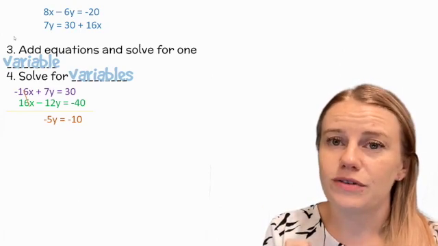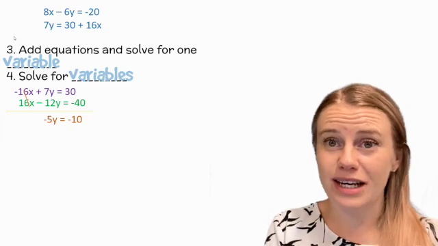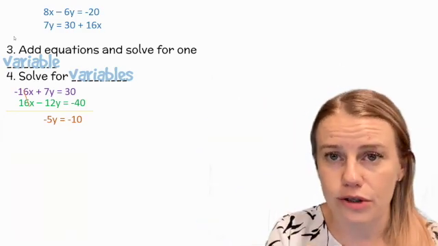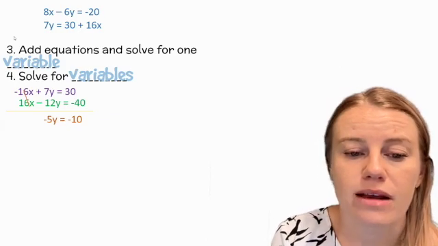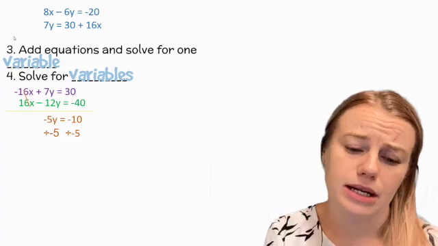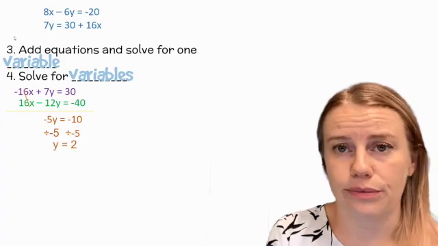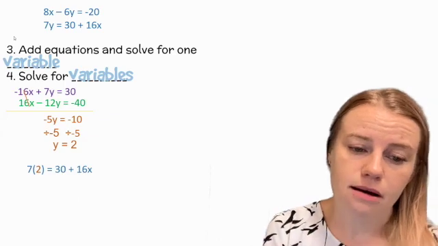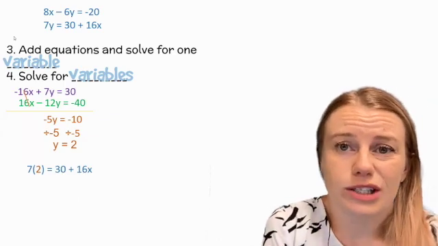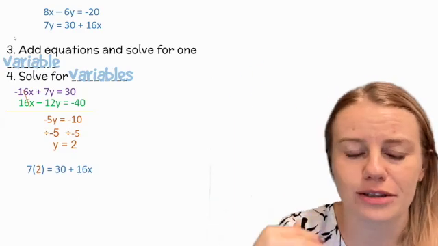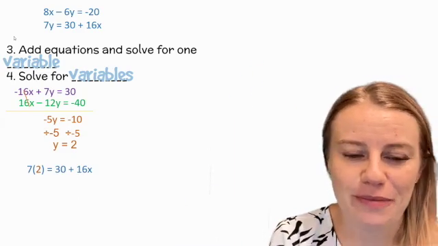Another point, if you end up here with an x and a y, we've done something wrong and we need to go back to step number 2. So now I can solve for y. I divide both sides by negative 5, y equals 2. Now I'm going to plug that in. I plugged it into the second equation. You could have plugged it into the first equation. Doesn't matter, up to you.